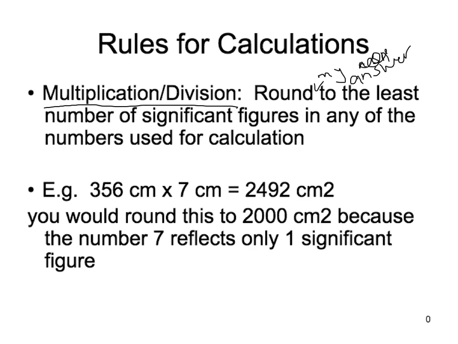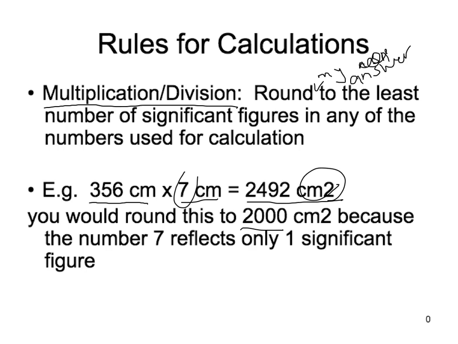I'm going to round my answer to the least number of significant figures in any of the numbers I've used for calculation. Your chain is only as good as its weakest link. So if you take 356 centimeters and 7 centimeters, on my calculator I get 2,492 centimeters squared. Well, the units, but you're good on units. Now, why do I have to round this to 2,000? Well, most people don't want to do that. They would probably, if they had to round it, want to go with 2,500.